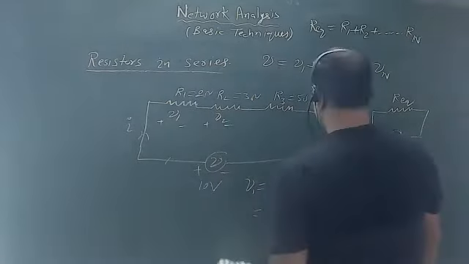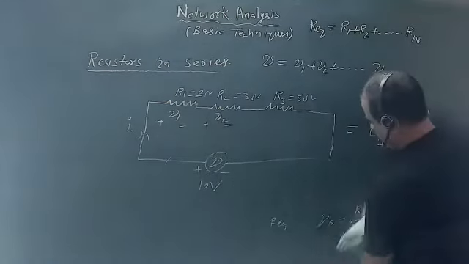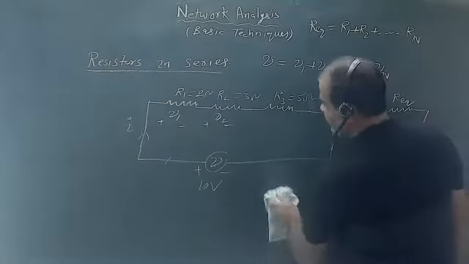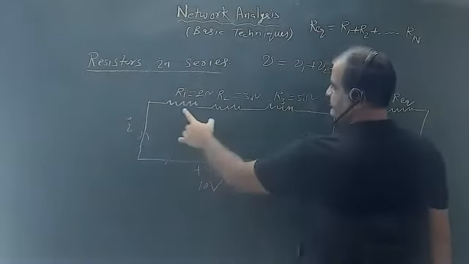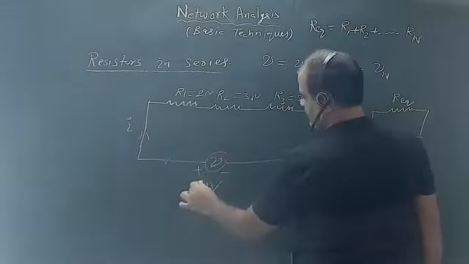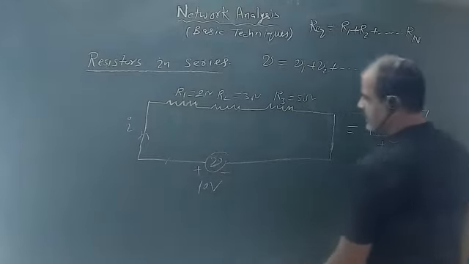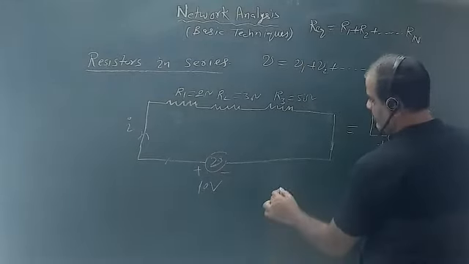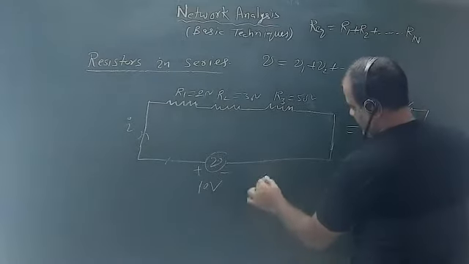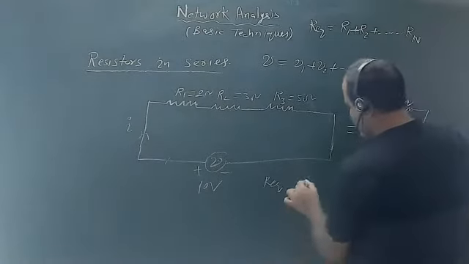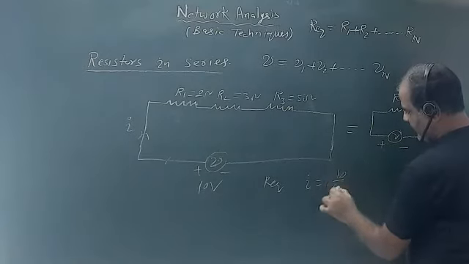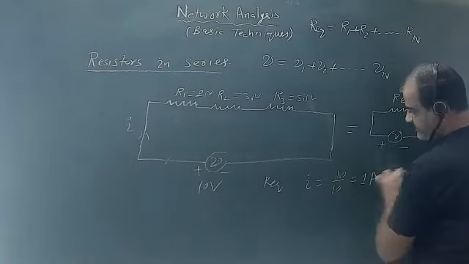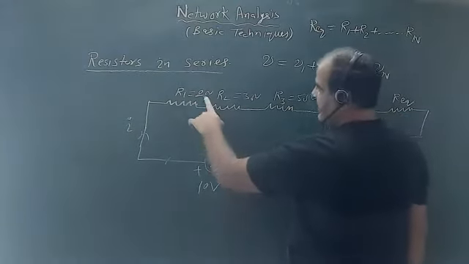Now what is the value of V1? V1 कितना होगा? So 2 by 10 into 10. So R equivalent is 10. So I will be V upon R equivalent, 10 by 10. So current is 1 ampere. So this current is 1 ampere.